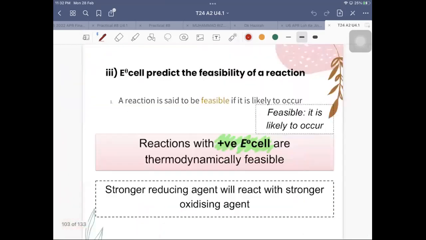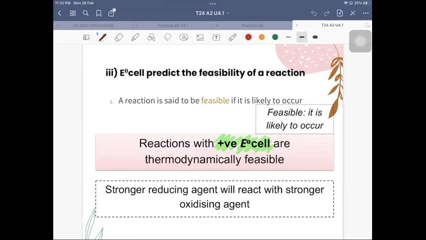So what E cell can tell us is that when we have a positive value of E cell, thermodynamically it is feasible. That means it can occur. But of course, there are cases where they don't happen in real life for a few things, like maybe the activation energy is high or other things, okay?